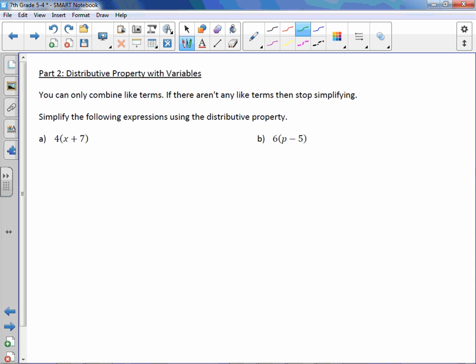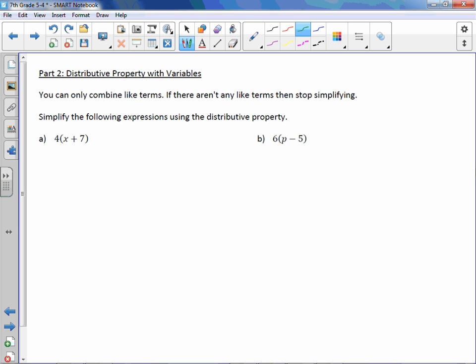This also becomes useful when we're dealing with variables, which we are going to start to see a lot more of this year. You can only combine like terms. If there aren't any like terms, then stop simplifying. Simplify the following expressions using the distributive property.